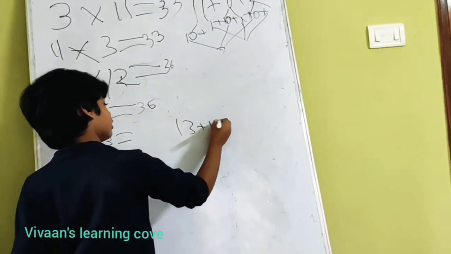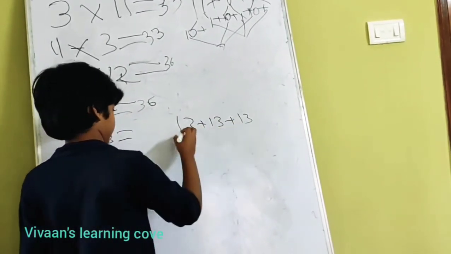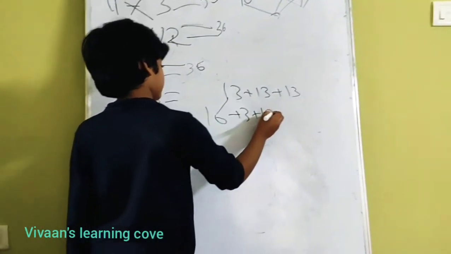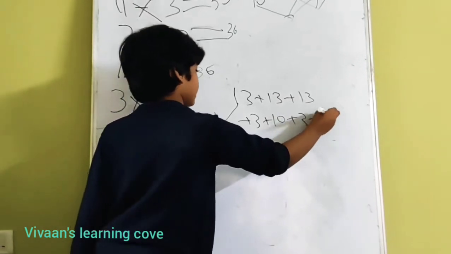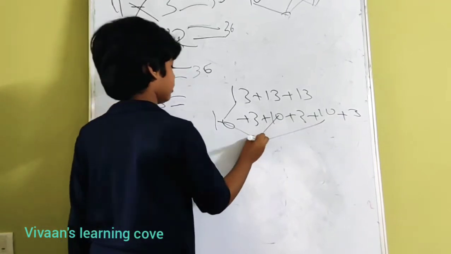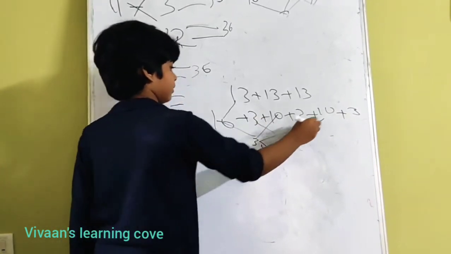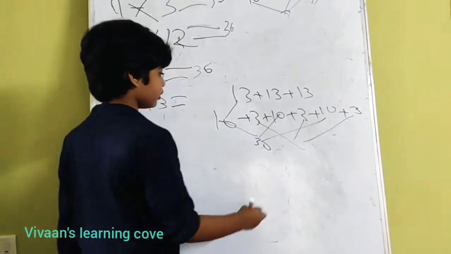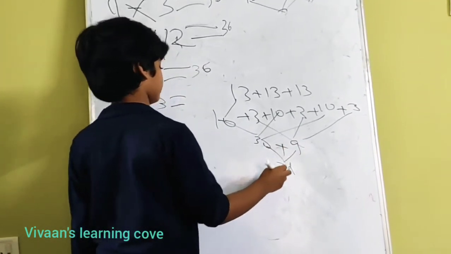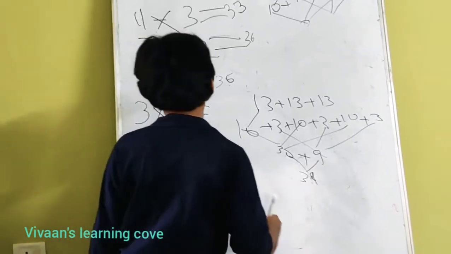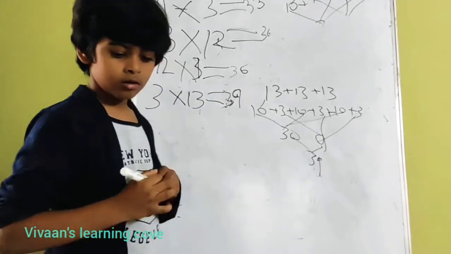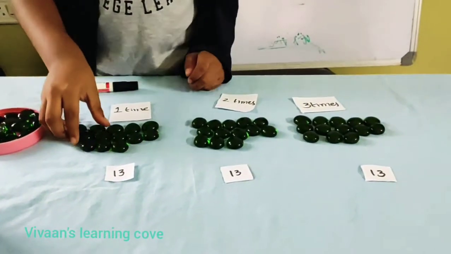13 plus 13 plus 13. 10 plus 3 plus 10 plus 3 plus 10 plus 3. See, 10 plus 10 plus 10, 30. 3 plus 3 plus 3, that equals to 9. 30 plus 9 equals to 39. So 3 times 13 is 39. So now I'm going to split it.